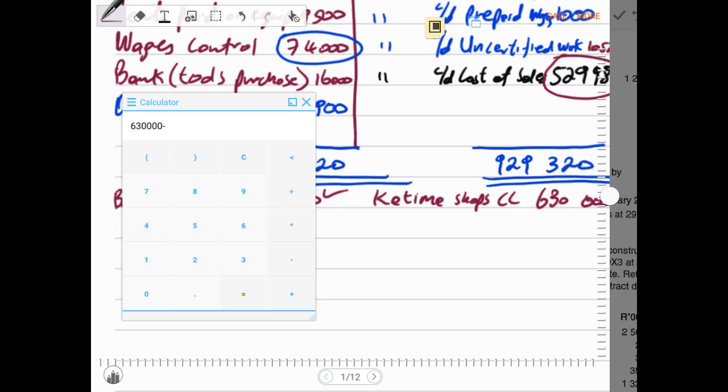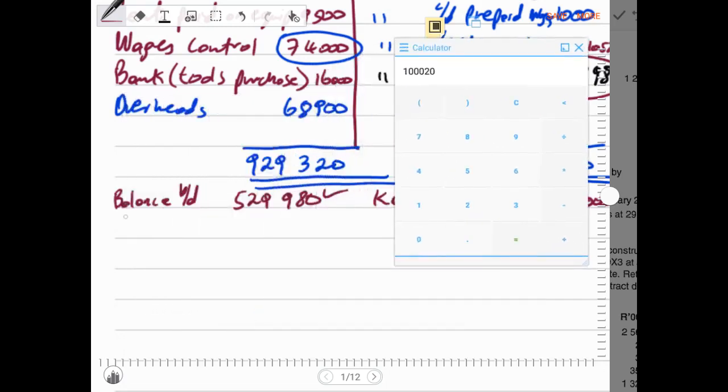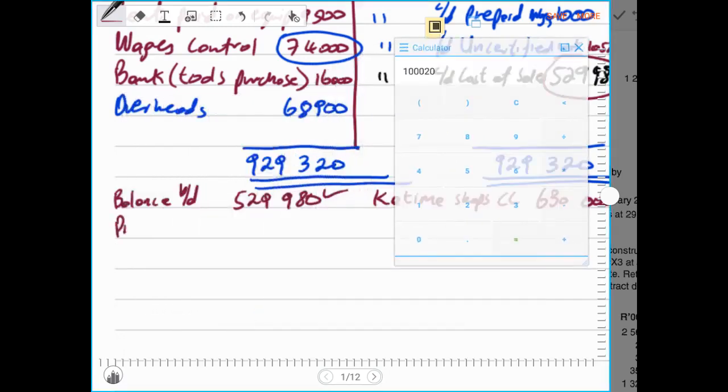630,000 rands less 529,980. That is the profit that we have made. Meaning the profit will have to appear on the debit side where we say profit or a loss. And that will be 100,000 and or 10,020. So now we have this profit.